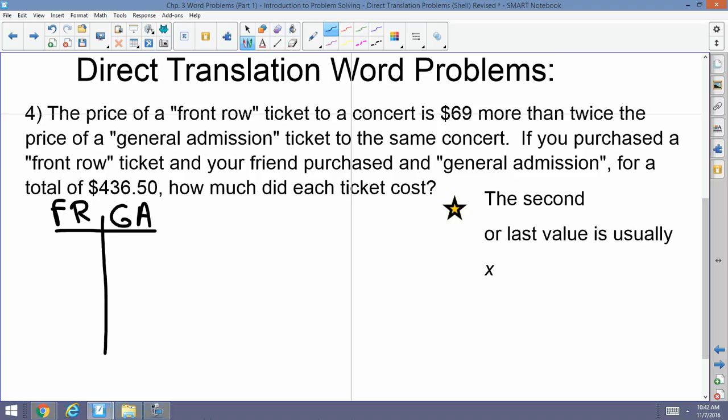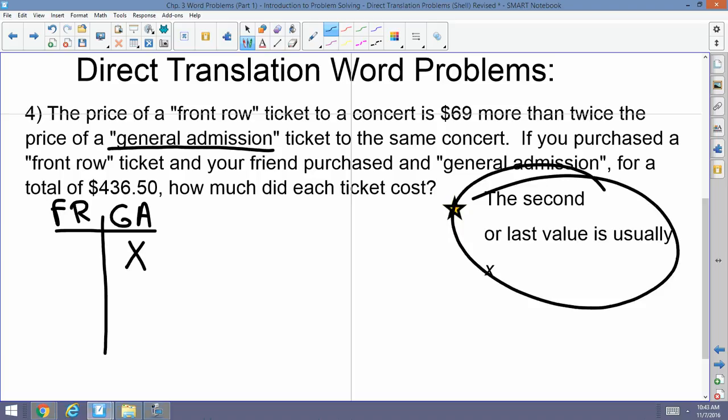It says that the front row ticket to a concert is $69 more than twice the price of the general admissions ticket. So in this particular case, what do we know nothing about? Who can I call my x here? The general admission, thank you. And that's what I talked about here. It's usually, almost always, the last variable in question when we're dealing with direct translations.